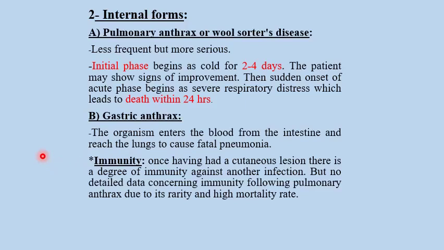Immunity: once having had a cutaneous lesion there is a degree of immunity. The body may develop specific antitoxins against this kind of disease, the cutaneous form. But there is no detailed data concerning immunity following pulmonary anthrax. Why? Due to, first, rarity, that it rarely happens, and more so its high mortality rate. So most of those who get pulmonary anthrax unfortunately die, so there are no reports about their immunity.